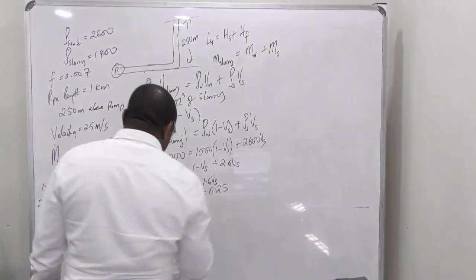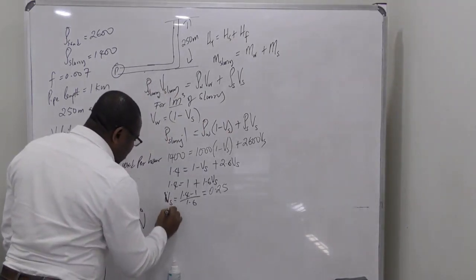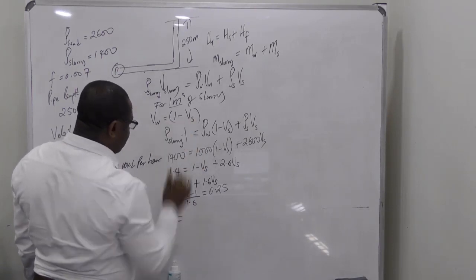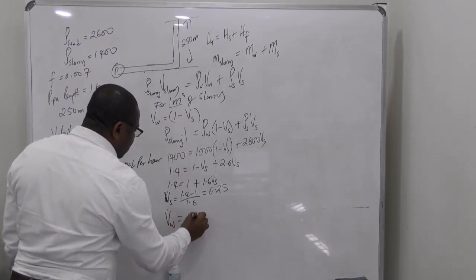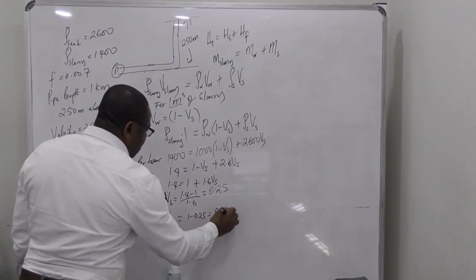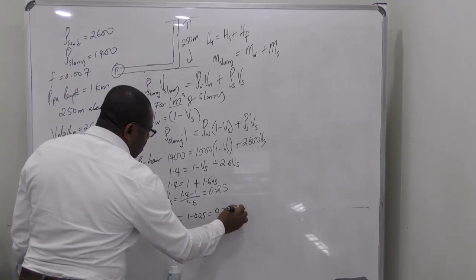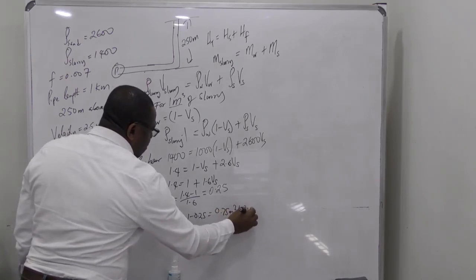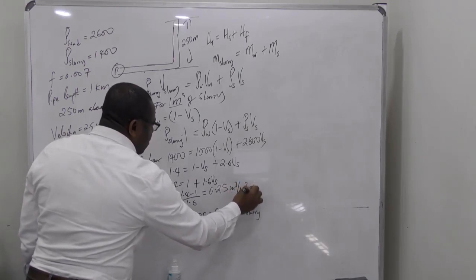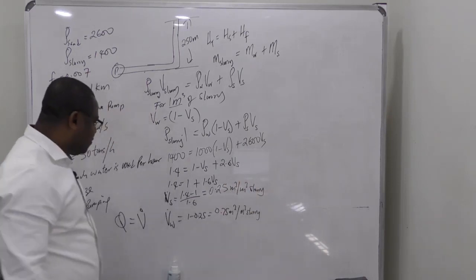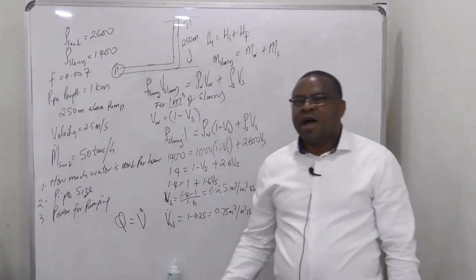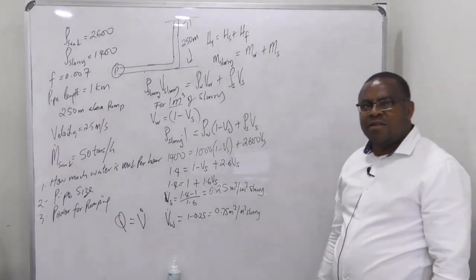So if you want to get even the volume of water, remember we said, what is it? The volume of water is 1 minus that, okay? I mean 1 minus 0.25, which is 0.75. This is meter cube per meter cube slurry. That's the volume of water and volume of sand. So once you have this, then you can easily calculate.